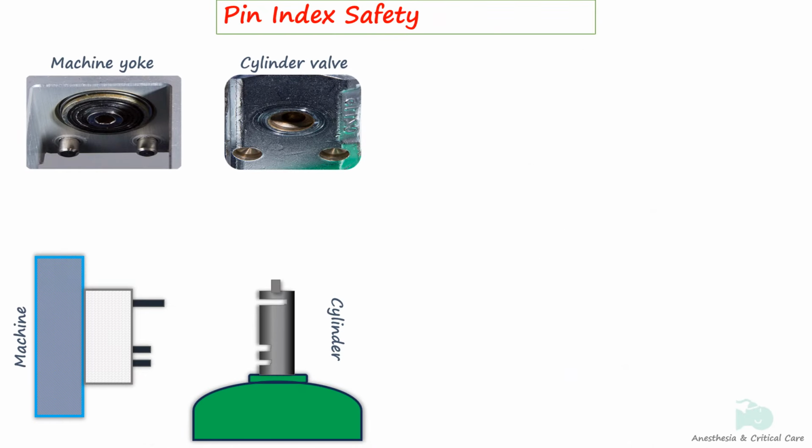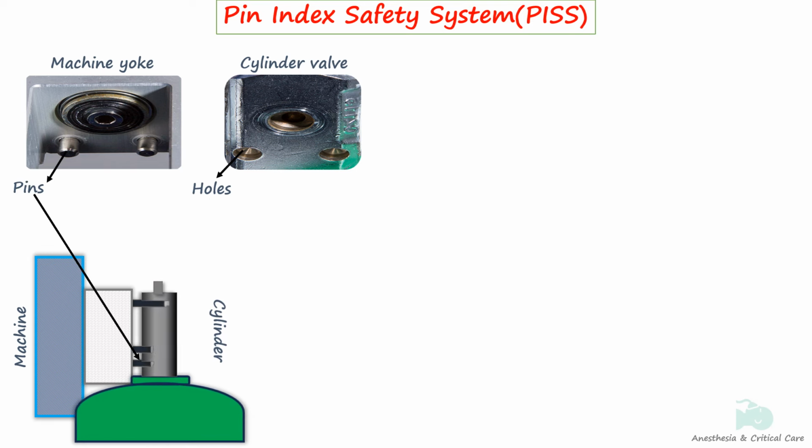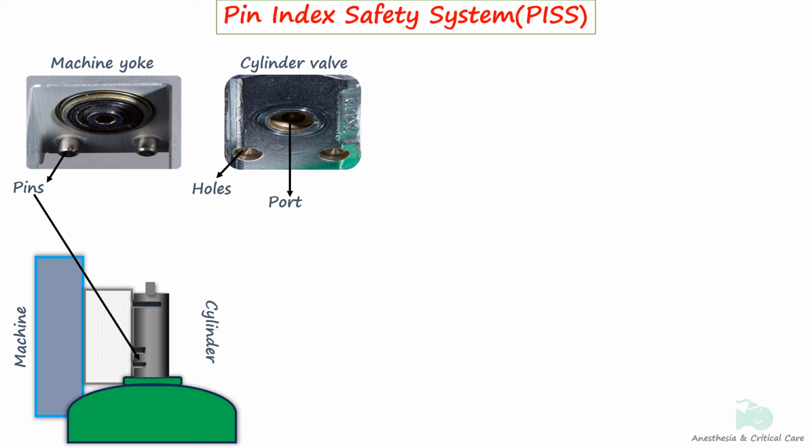The pin index safety system, or PISS for short, is a mechanism used for attaching cylinders to regulators and anesthesia machine. It involves two precise holes in the cylinder valves that perfectly align with the two pins on the receiving yoke. When these pins and holes don't align, the cylinder's port won't fit snugly into the nipple of the hanger yoke. This system was devised to prevent the inadvertent placement of a cylinder containing the wrong medical gas onto the hanger yoke of an anesthesia machine that was designed for a different gas.